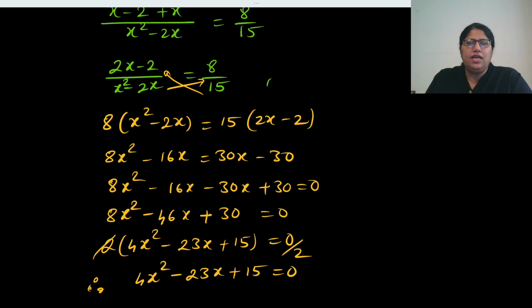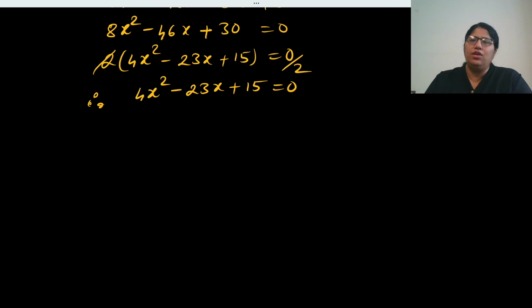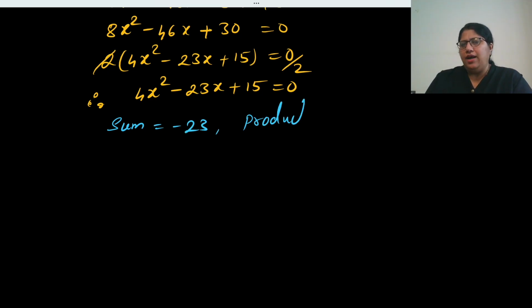Now again, this is nothing but a quadratic equation. How are we going to solve it here? Again, using factorization you can do it, because if you follow the factorization method, most application based questions can be done with it. So what should be the sum here? The sum should be minus 23, which is a prime number, and the product should be 4 times 15, which is 60.